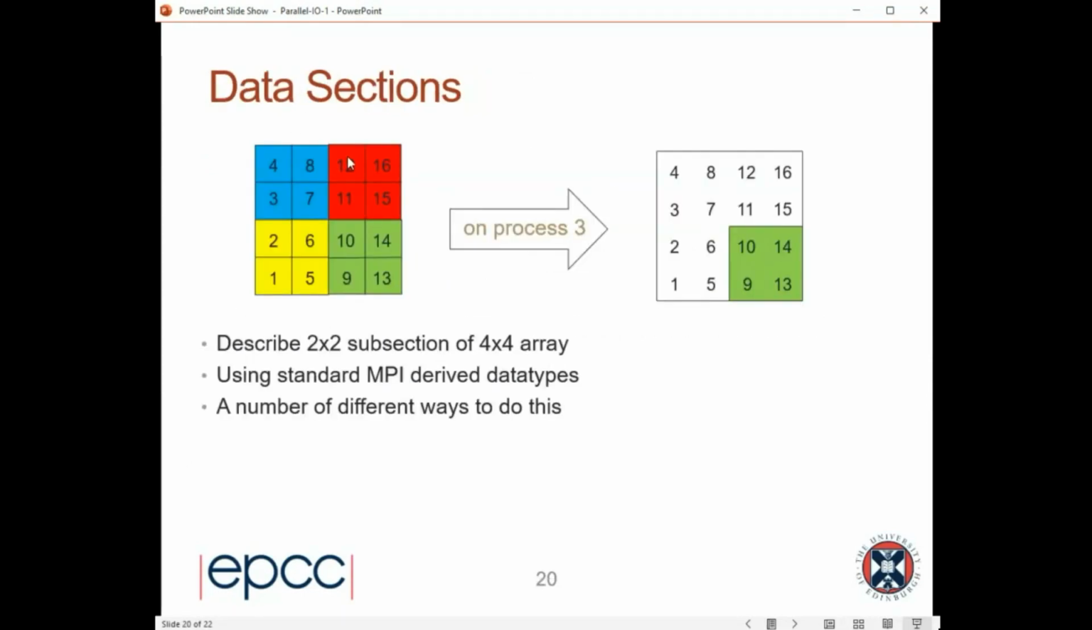So what you want to do is in some way tell the I/O library, look, I'm process 3. I have 4 elements. They're the bottom right-hand corner of a large array. And MPI-IO does this using derived data types. Now, I'm not going to go into this in detail, but just to say, MPI-IO uses derived data types, which you may have come across, to do that. So it hijacks, in some sense, that technology to do this description.